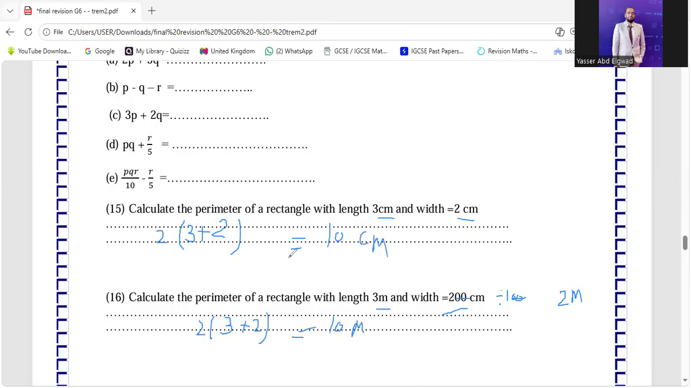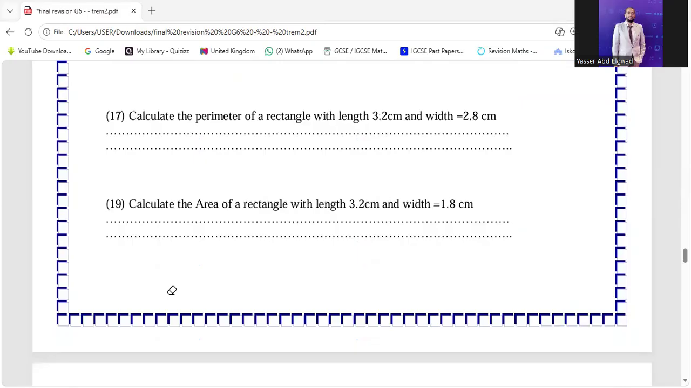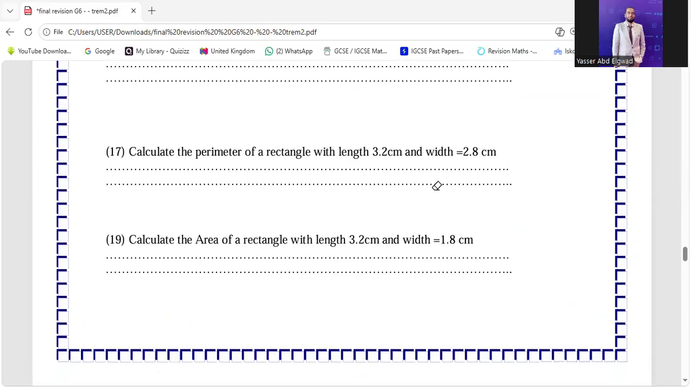The next one, same idea. The perimeter here is a decimal. Don't care about the decimal, just add and multiply by 2. You have to add 3.2 plus 2.8. If you add them, we get 6. 6 multiplied by 2, we get 12. As we said, here is centimeter and centimeter, no problem. We get 12.